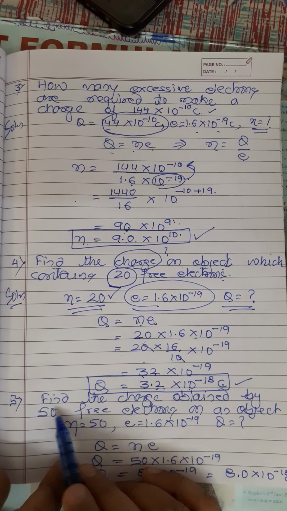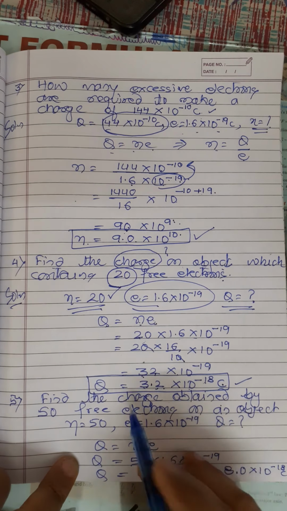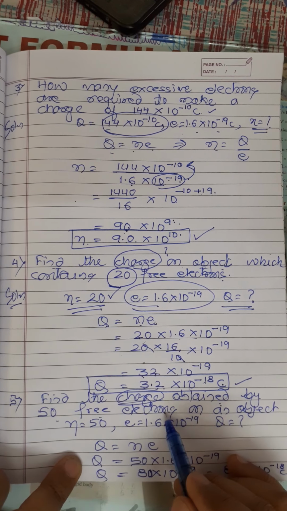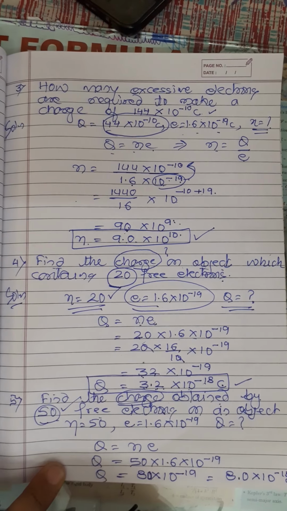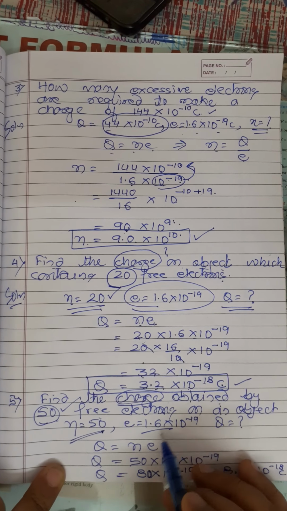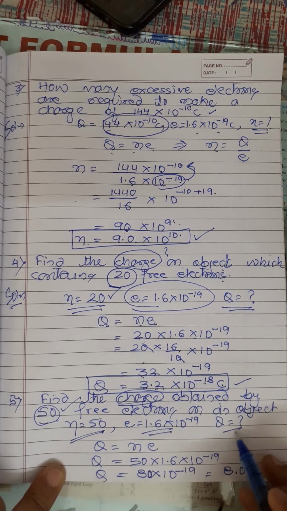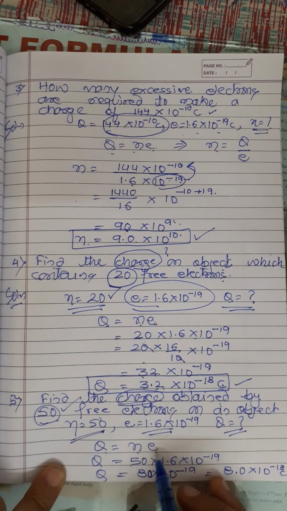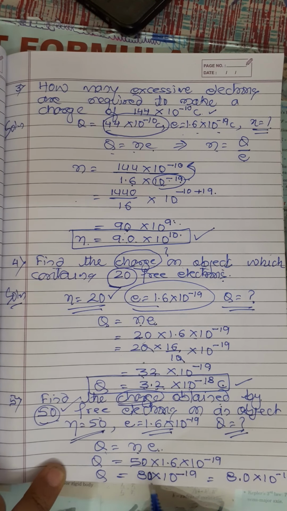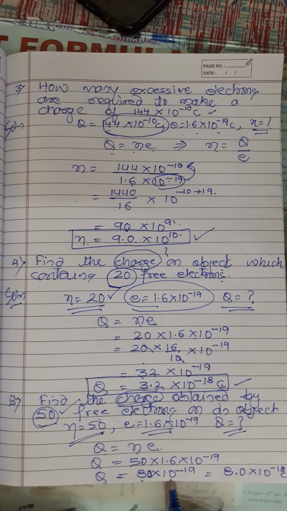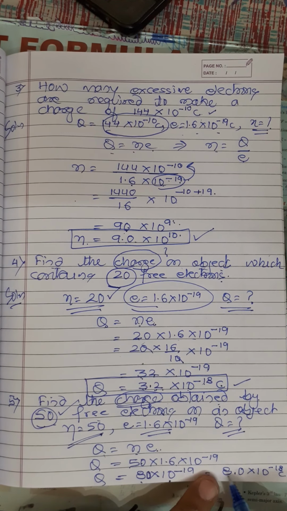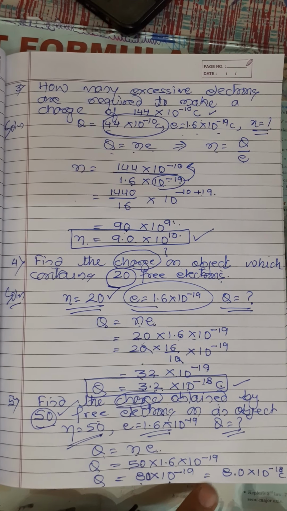Next question is, find the charge obtained by 50 free electrons. So you have to find the charge. The number of free electrons on the object is 50, and the charge on one electron is already a constant. You have to find the total charge. Again, using the same formula, Q is equal to N into E, putting the values of N and E, that is 50 and 1.6 × 10^-19, you will get 80 × 10^-19. Converting it into scientific notation, you will get 8.0 × 10^-18 coulombs.